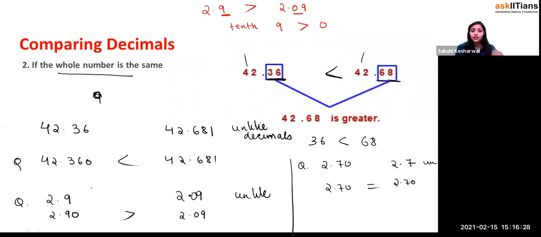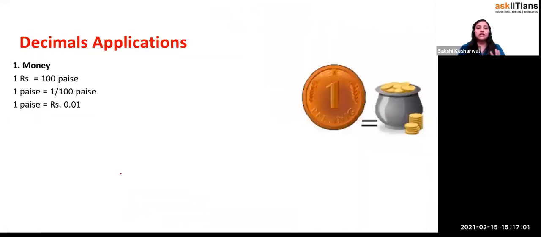Or you can think in a more applied form, as if it's really happening. You do it mathematically like this, but you should also know how decimals work. What do 2.9 and 2.09 mean? You divide this into 100 equal parts, and then you see that 90 parts is greater than 9 parts. That is why this is greater. This one is the mathematical approach, and this one is what it actually is. So you can go like this. Okay, now see, there is an application of money.